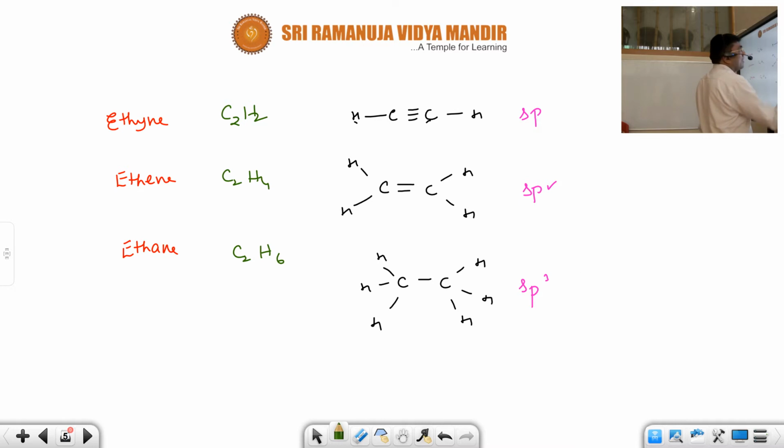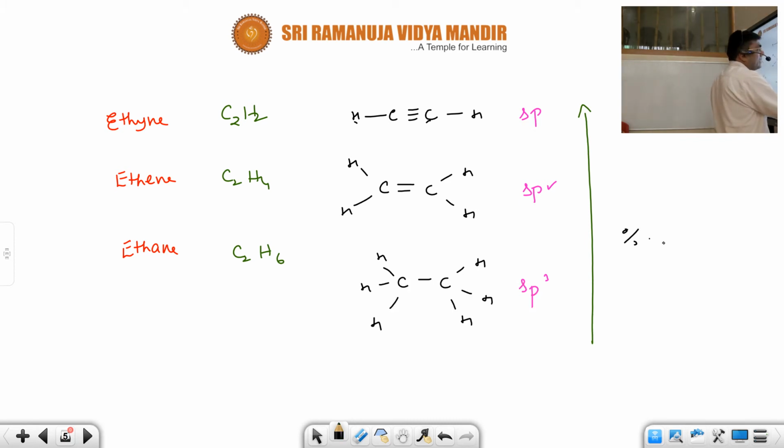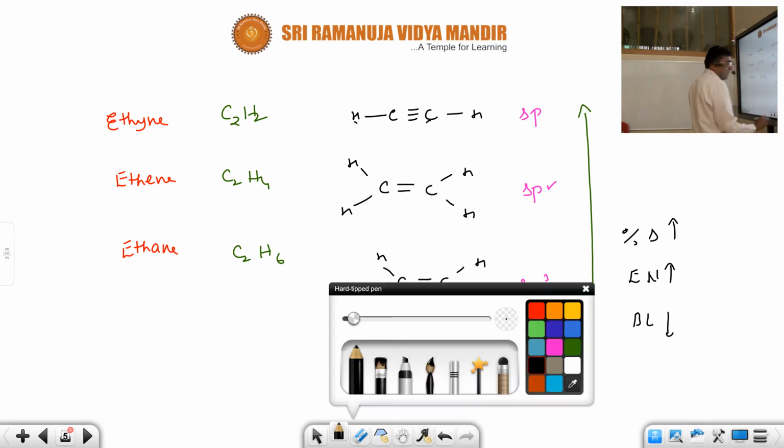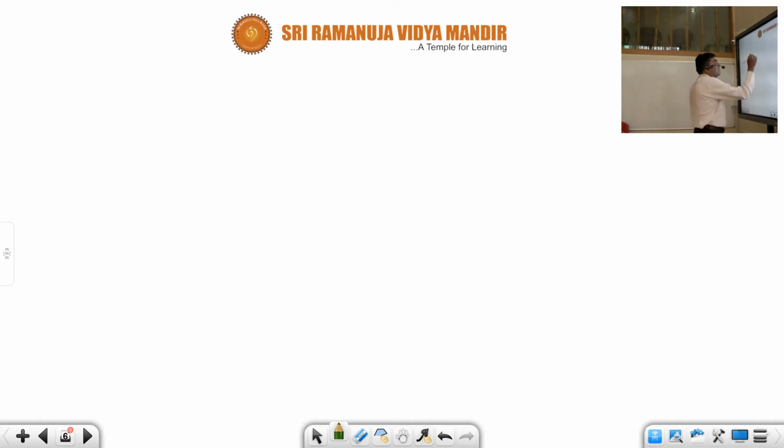Now have a look. As you go up, percentage S character is increasing, electronegativity is increasing, and bond length decreases. If you see the CH bond here, the bond length is less. Bond length decreases. So have a look here. What happens to the bond length? This bond length is less than this bond length. Try to understand. I'll explain in the next slide.